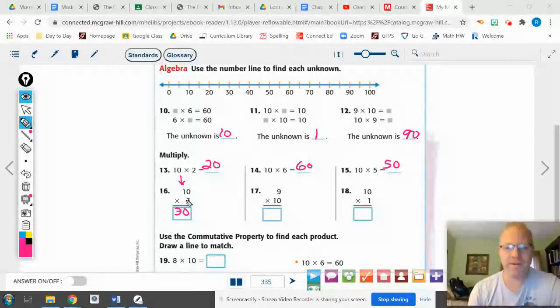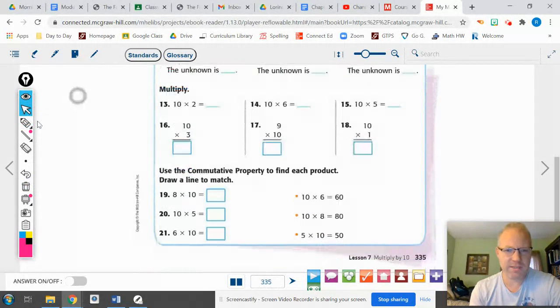So even though you know that fact, you can still break that fact down into parts as we multiply. That's just a way that we can start to see how we're going to do multiplication when we get to bigger numbers. 9 times 10, 90. 10 times 1, 10. Use the commutative property to find each product. I'm going to scroll down because it needs to be seen for the rest of it.